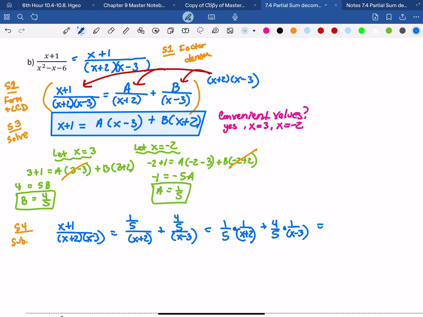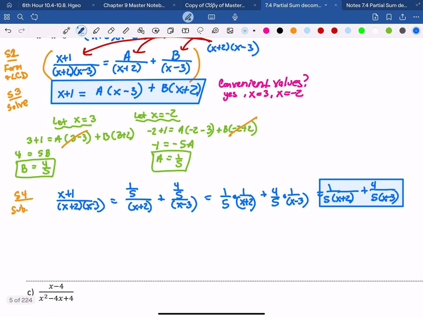And then that simplifies down to 1 on top, and then 5 times x plus 2 on the bottom. And over here, 4 on top, and then 5 times x minus 3 on the bottom. All right, so this over here is one potential way that you can write this. But if you notice that the denominator has a 5 in common, very often what some of the textbooks will do is they will pull that 5 out, and really what you're pulling out is a 1/5. Okay, they both have a 5 in the bottom in common.